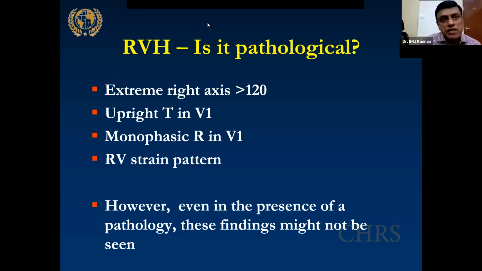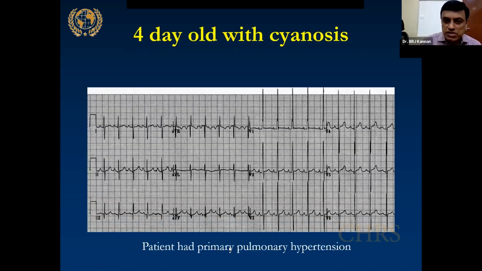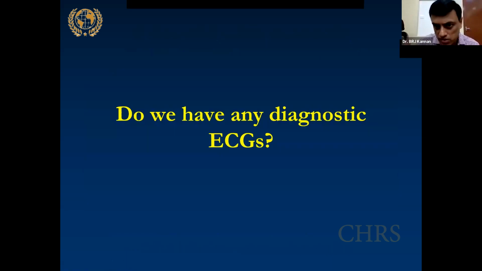This was a 4-day-old child with cyanosis, and you can see there is right axis deviation and monophasic R in V1. Actually, this child had primary pulmonary hypertension. Just to give an example of how to diagnose an abnormal R in V1. Okay. Now, do we have any diagnostic ECGs? Initially I said how to interpret the ECG basically, and I told you the usage of ECG in diagnosing the sinus rhythm, and hence its usefulness in identifying situs and levocardia, dextrocardia.